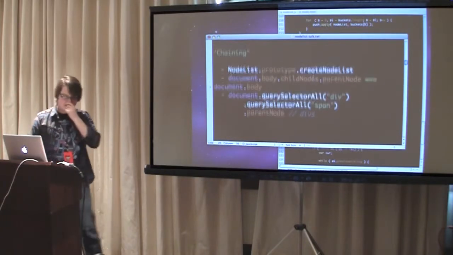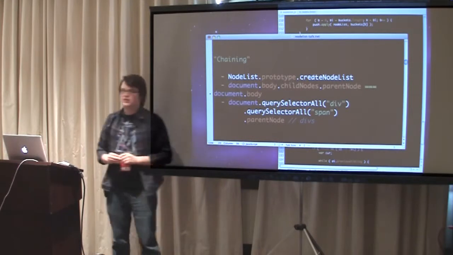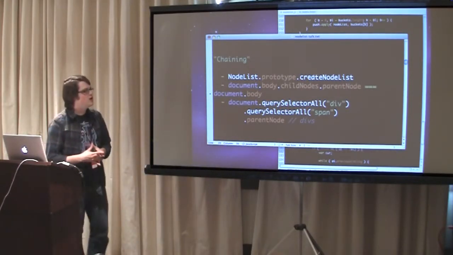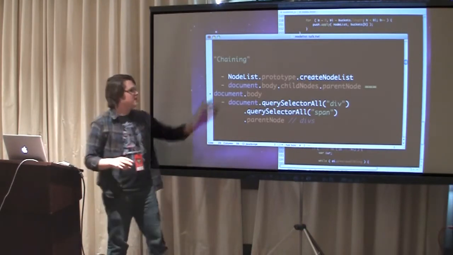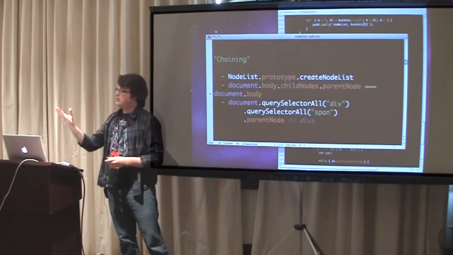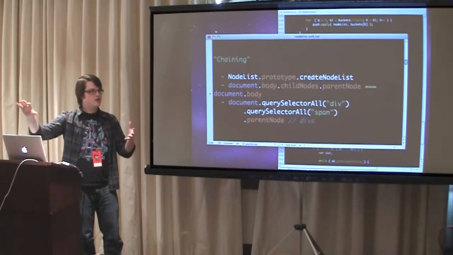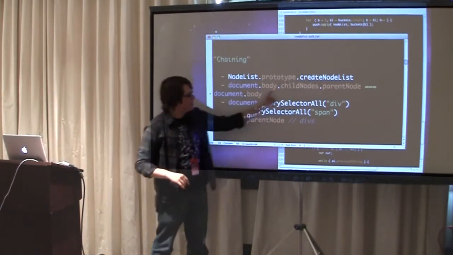So one of the things that's really easy to implement is a chaining-like functionality. And the way you get a chaining-like thing is that on the NodeList prototype, you introduce a createNodeList method. So that means from any NodeList, you can create another NodeList. And when you do that, the parent node will always point back to where it came from.